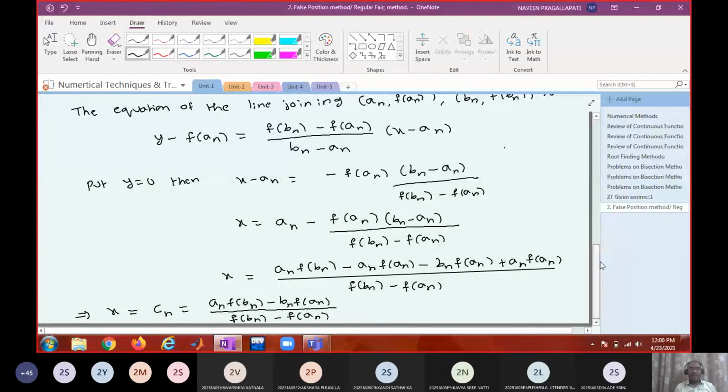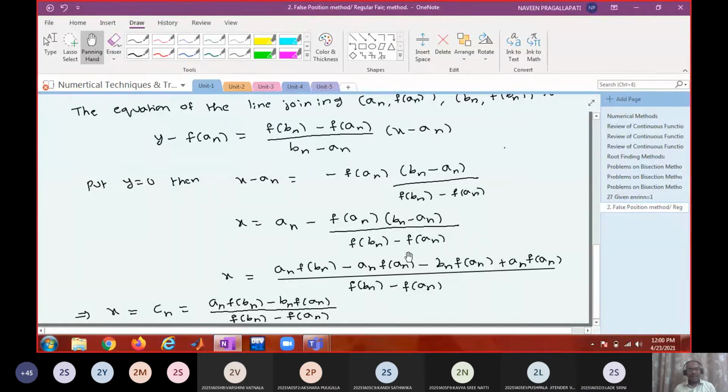So previously, a_n plus b_n by 2 is the formula for the approximation in the bisection method. Whereas here, the formula for the approximation in the false position method is a_n f(b_n) minus b_n f(a_n) by f(b_n) minus f(a_n).